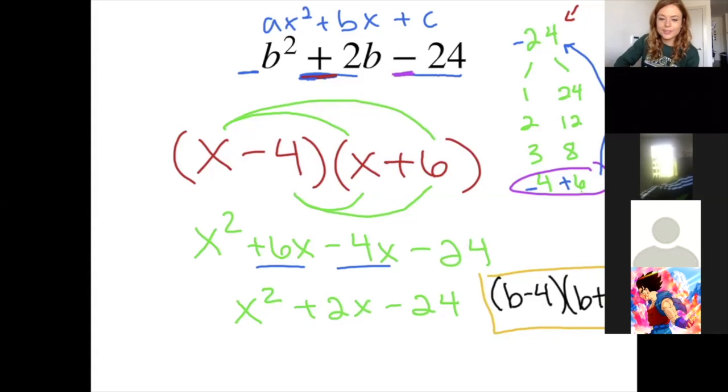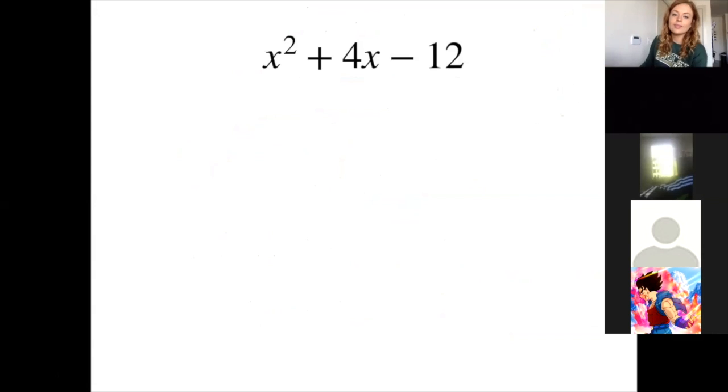Okay, hopefully you got it. Let's look at the next one. Okay, so x squared plus 4x minus 12. Again, this time our c is negative. So we have our b. All right, so b is positive 4 and our c is a negative 12.